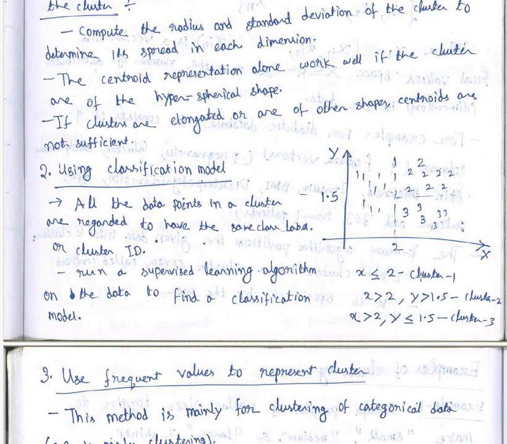So if x is less than or equal to 2, it's cluster 1. If x is greater than 2, above this value, and y is greater than 1.5, the value is cluster 2, and otherwise it is cluster 3.